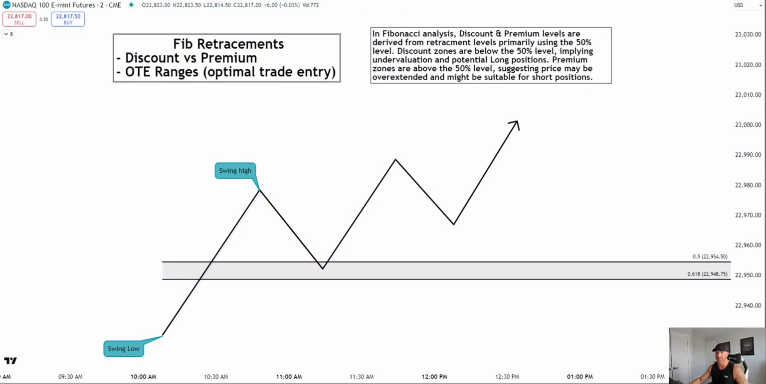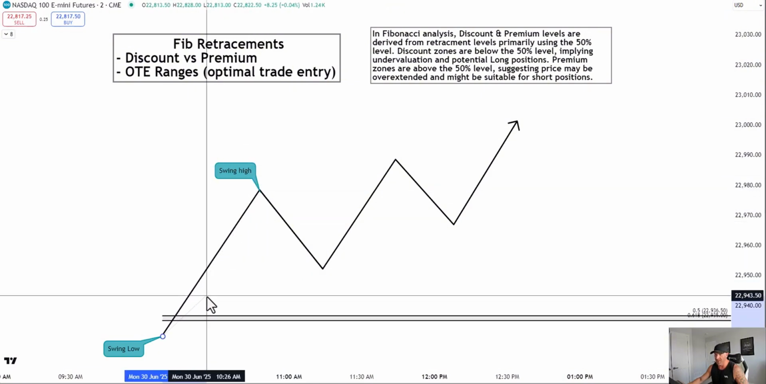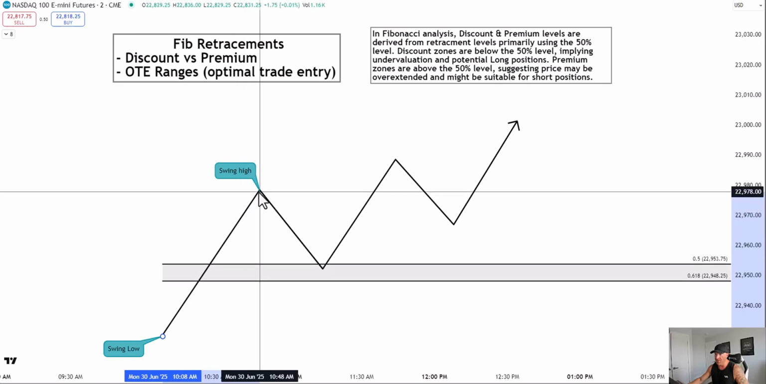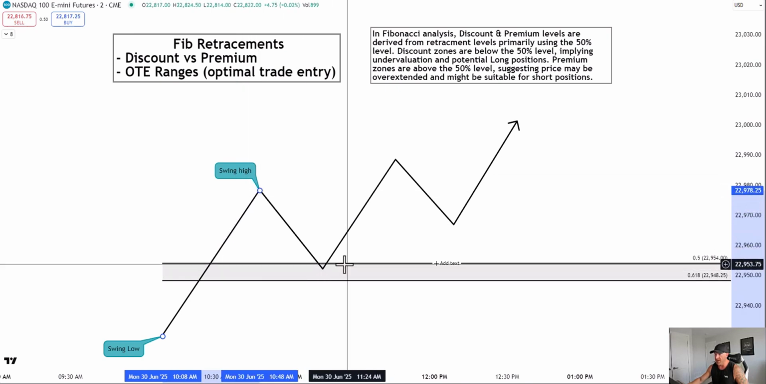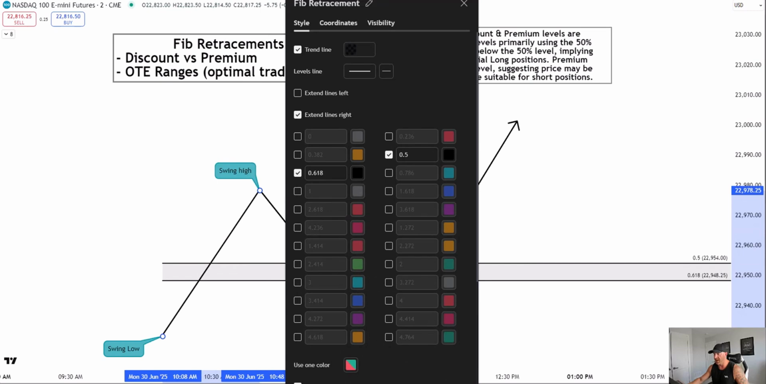Okay, now how do we get that? We draw our fib right here from the swing low to the swing high. And I'm just going to click on this and show you. I have the settings all set here. So this is what we have for settings. Now I will send you guys this. It's in the community also.